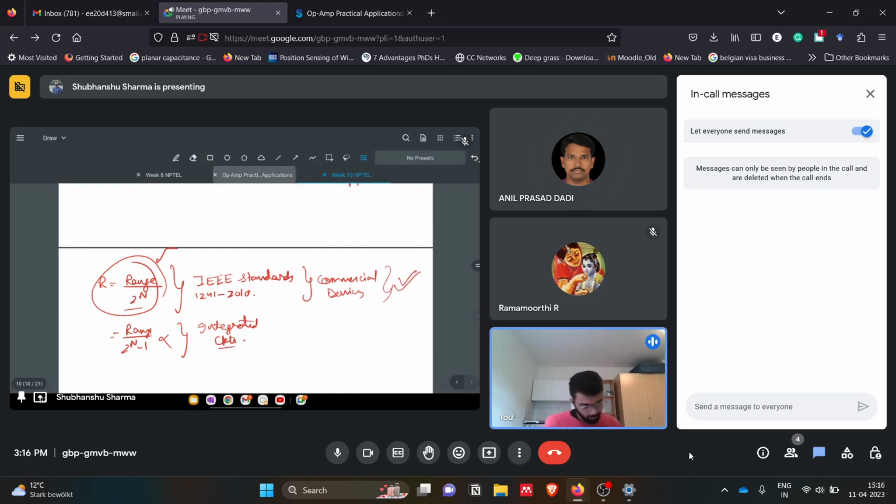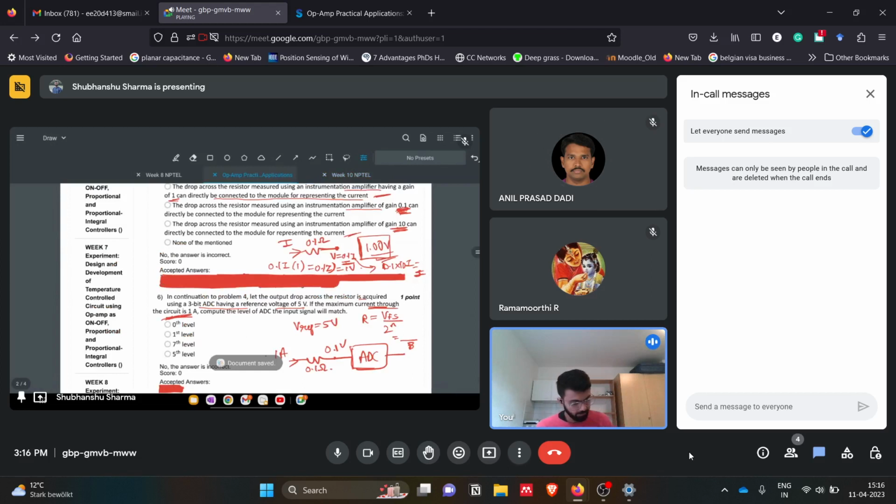Now VFS is 5 volts divided by 8, so we will get 0.625. This 0.1 volt is much less than 0.625, so it is even less than the minimum value the ADC can quantify. That's why we will have the zero level as the answer for this question.